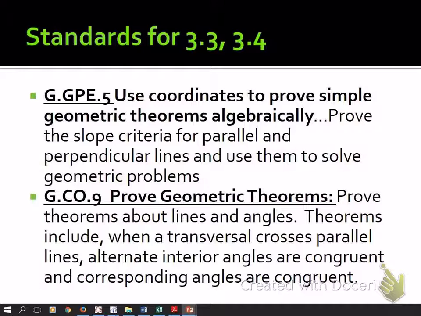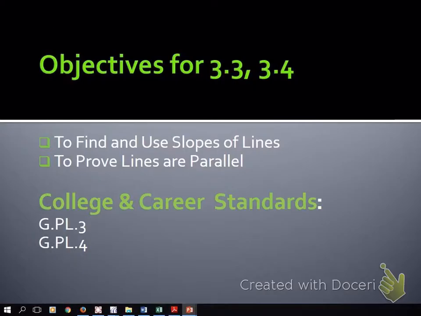Here are the standards we're going to hit. This time around we're going to figure out how to prove when those two lines that are being cut by a transversal are going to be parallel. And then we're going to get into a little bit of Algebra 1 review: if all of these lines are sitting in the coordinate plane, how to use slopes to tell if lines are parallel or perpendicular and that kind of thing.